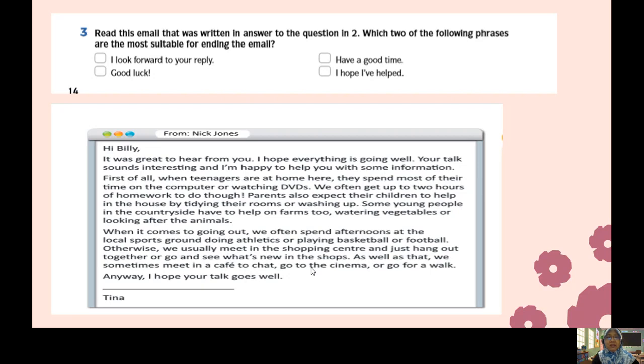Okay, the most suitable answer is, of course, this one: Good luck. Why did I say so? Because you know that your friend is going to give a talk, so you wish Billy luck. Next one is, I hope I have helped. Okay, what does it mean? It means you hope that the information you gave has helped Billy. Alright, are you clear now?